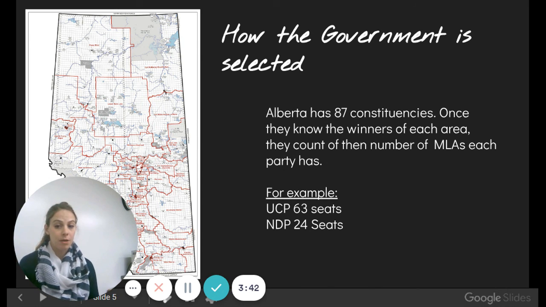And then also the premier is the leader of the party with the most seats. So Jason Kenney was the leader of the United Conservative Party. He runs to be an MLA. He wins his seat. And since he's the leader of that party, he becomes the premier.